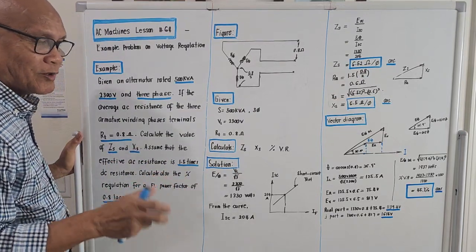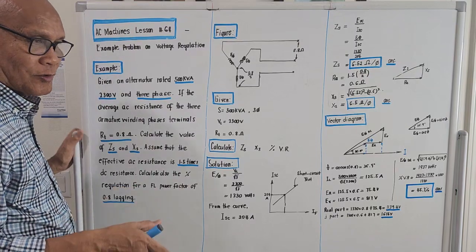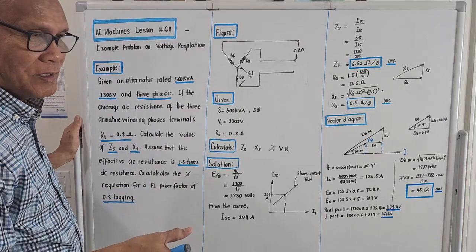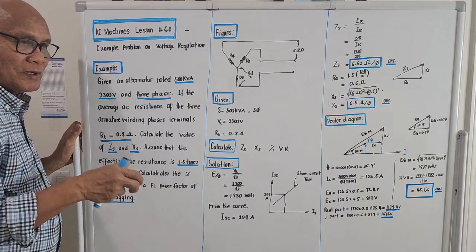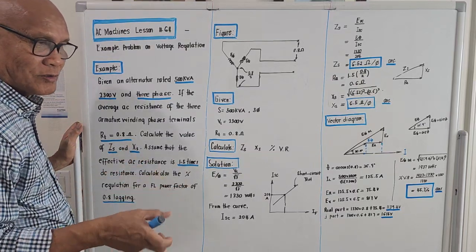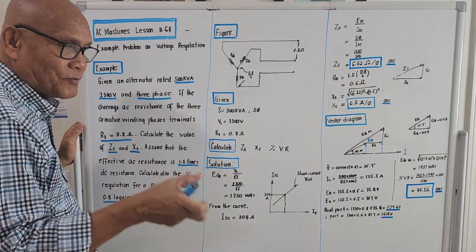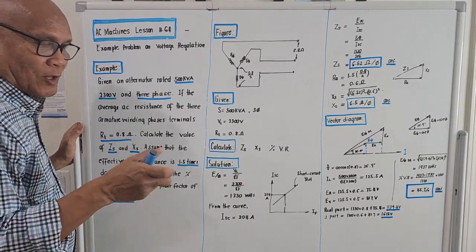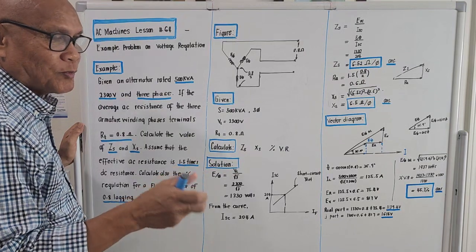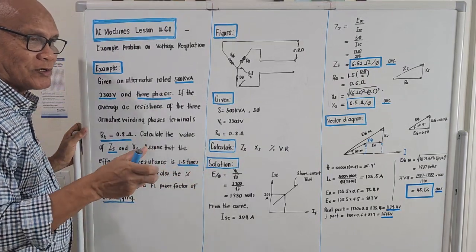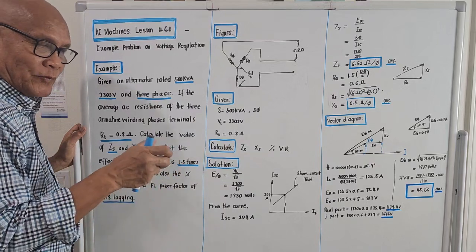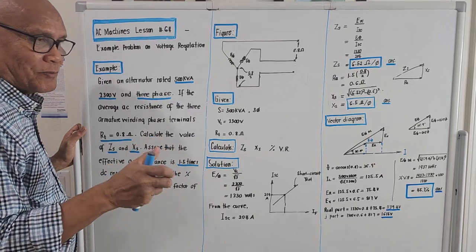So we could actually compute for the so-called voltage at the no-load condition. And if we could compute for the voltage at the no-load condition, we could now compute for the so-called voltage regulation. So the requirement for this voltage regulation is that we must compute the armature resistance, the armature impedance, and the armature reactance.